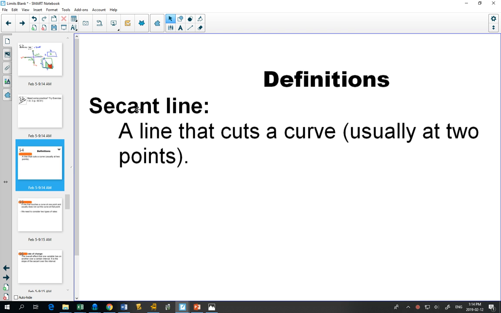If you would have a parabola and you would have 2 points on that parabola, the line joining those 2 points that cuts through that parabola is called a secant line.